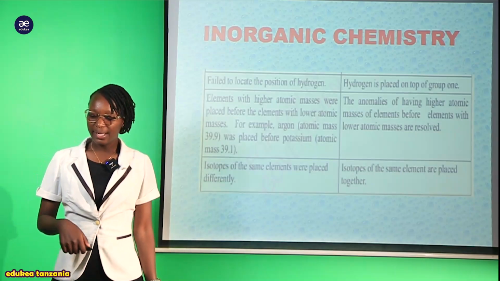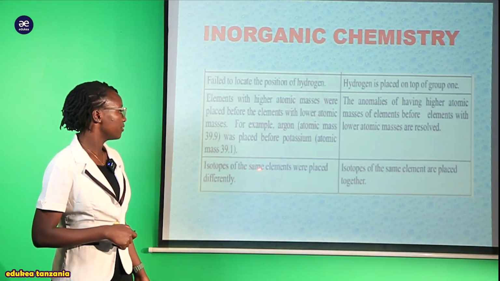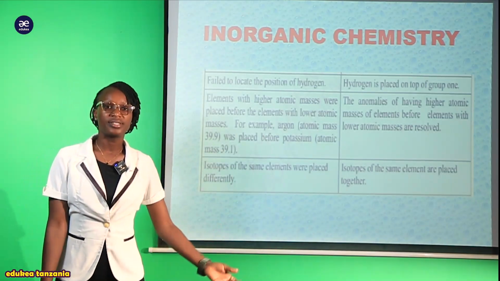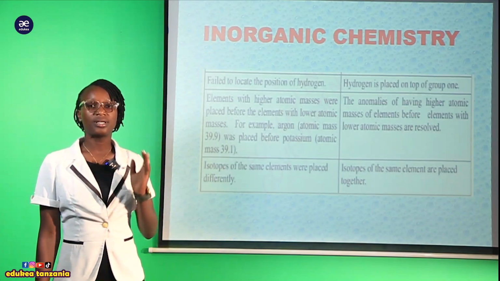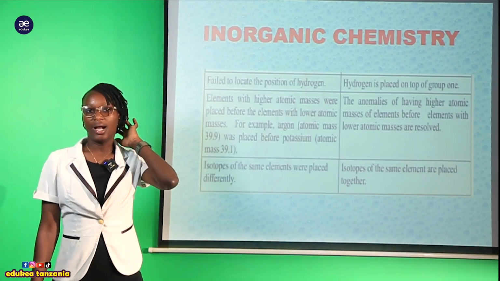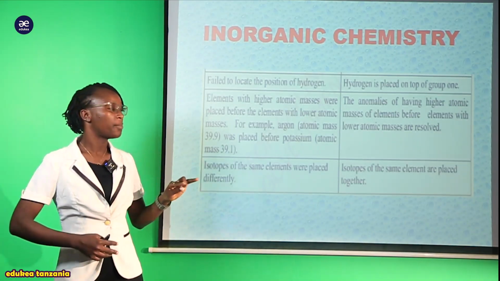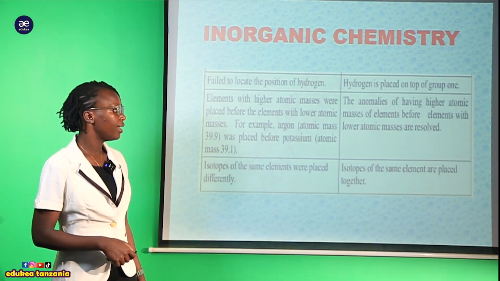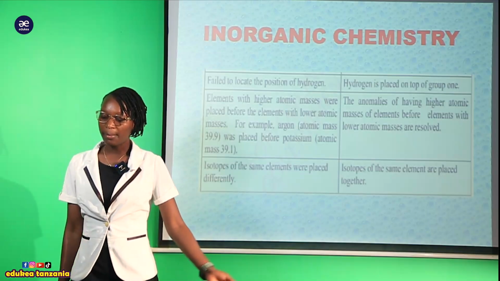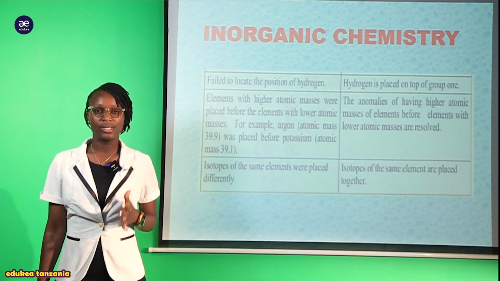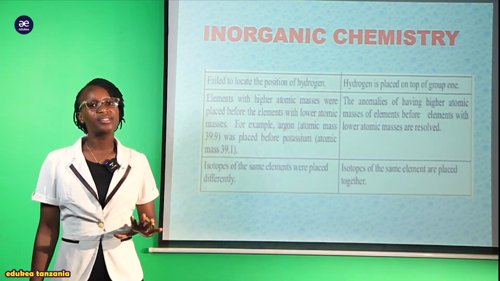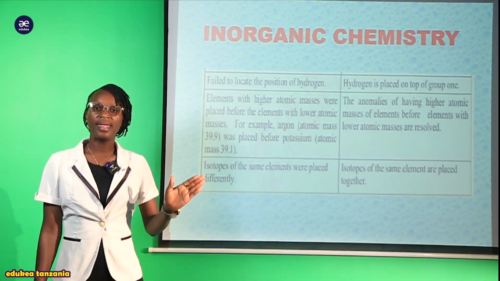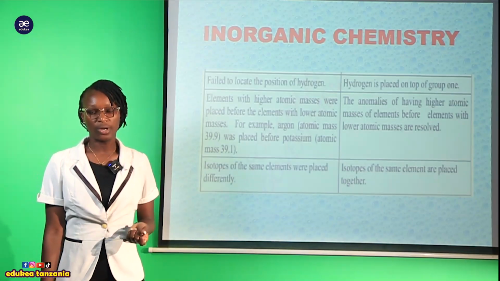But also kwenye Mendeleev's you can see that the isotope of the same element were placed differently. Isotope ni element of the same number of the protons, lakini different number of mass number or atomic mass, utaona kwamba zimekuwa placed different. Lakini kwenye modern periodic table isotopes of the same element are placed together. Kwa hiyo utaona kwamba modern ilikuwa kweli ni modern table, kwamba kila kitu kipo in a good format, in a clear way and so forth. Kwa hiyo this bring the difference between Mendeleev's periodic table and the modern periodic table.